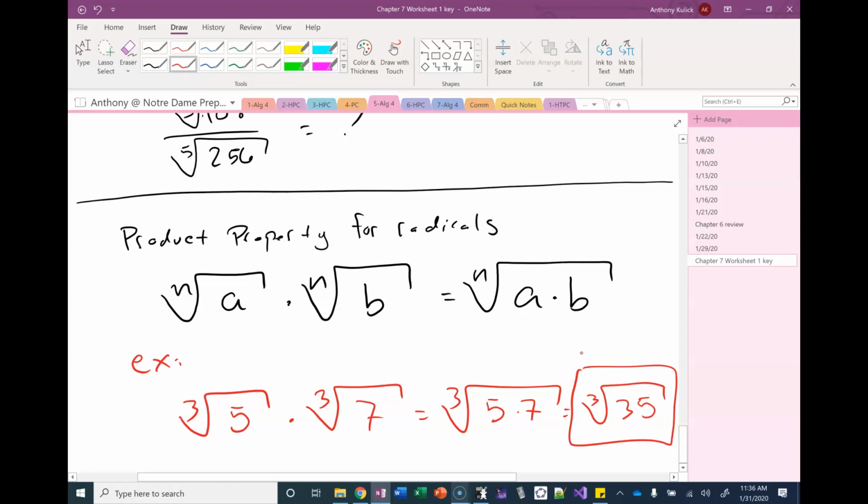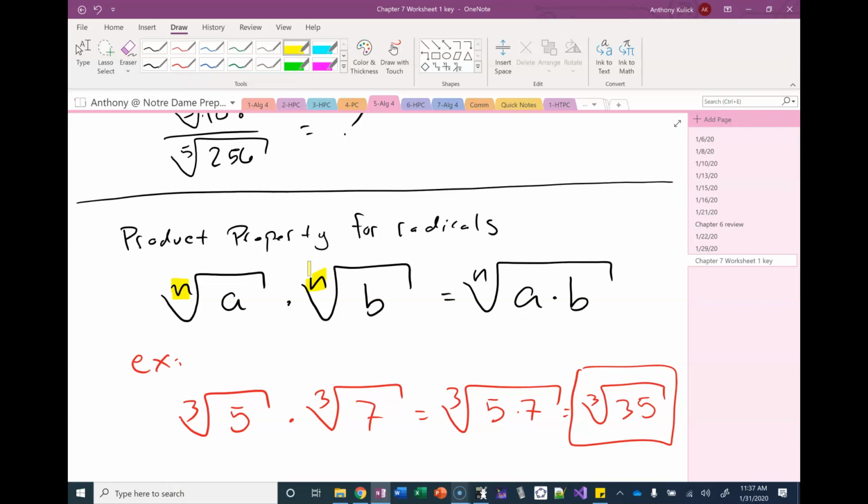Everybody okay with kind of what that rule is saying? Just describing to us how we can multiply two radicals together. What's the very important part about this rule, though? Is that you have to have the same kind of radical. If I'm multiplying a square root and a cube root together, this rule does not describe how to do that. That's something we'll have to deal with a little bit later on in this chapter. So the big takeaway here when using this rule is that you have to have the same kind of radical.